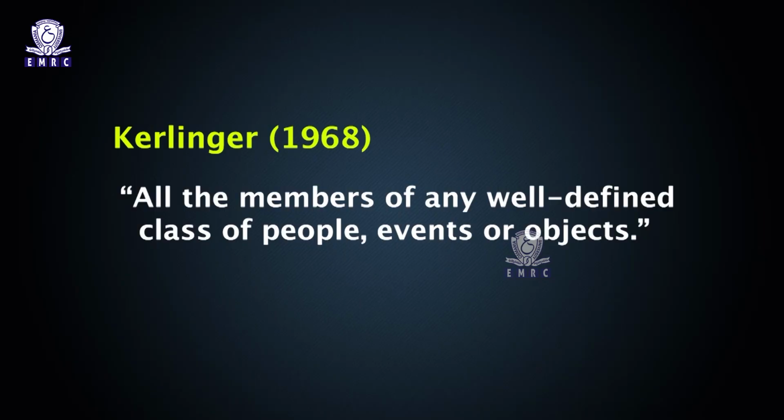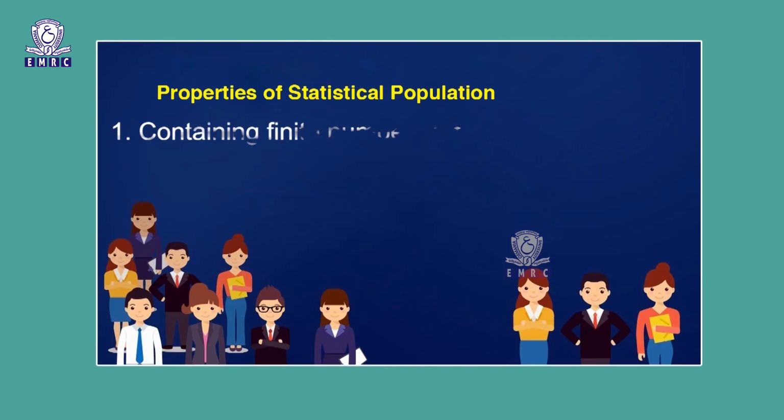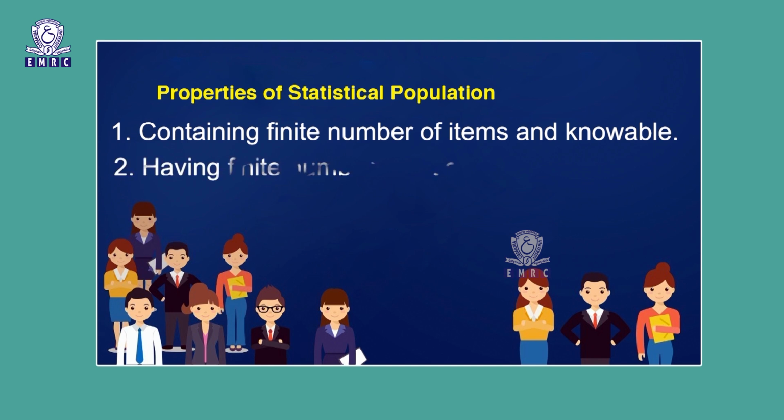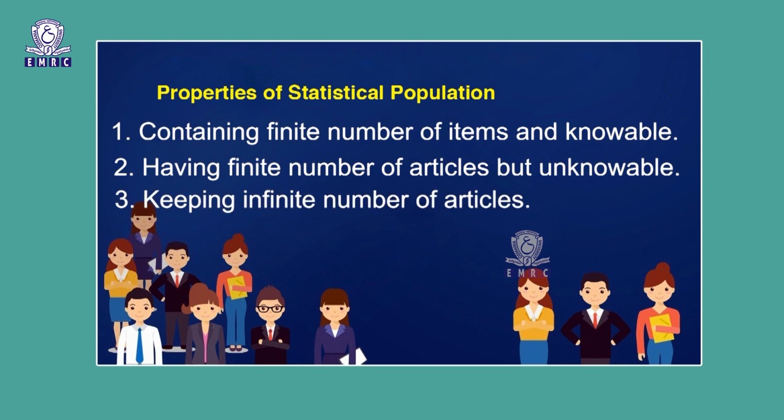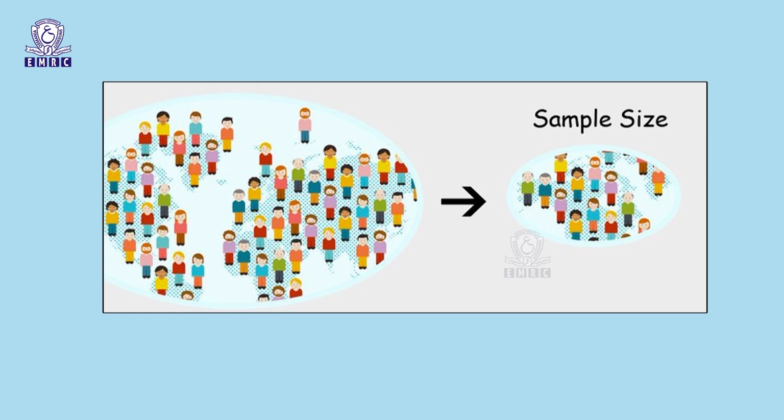According to Kolinker, the terms population and universe mean all the members of a well-defined class of people, events or objects. In a broad sense, a statistical population may have three kinds of properties. The first one, containing a finite number of items and knowable; second, having a finite number of articles but unknowable; and third, keeping an infinite number of articles.